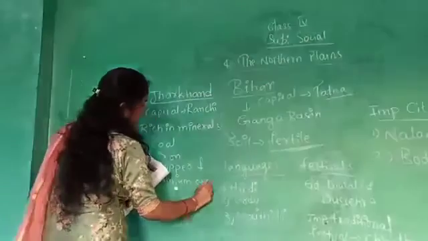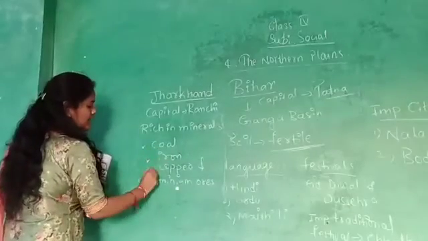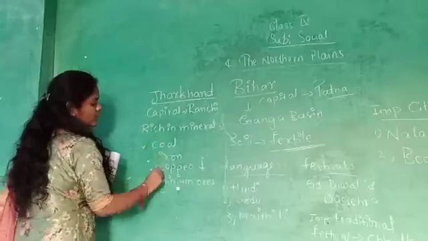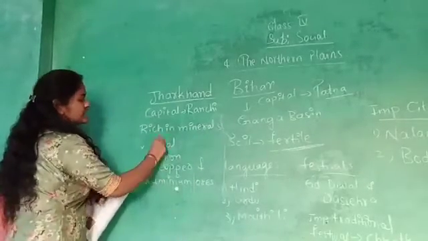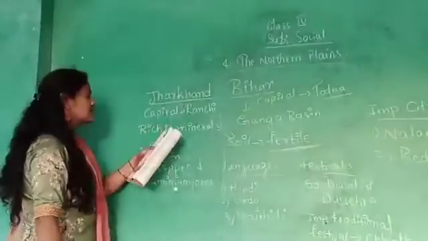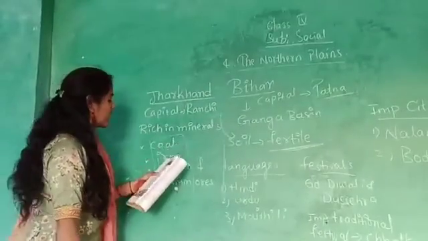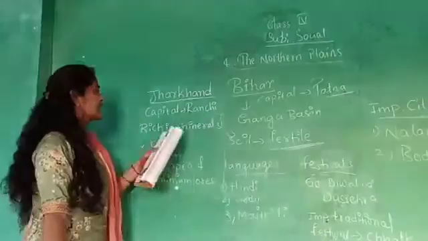Here, what are the ores there? Rich in minerals: coal, iron, copper and aluminium ores. What is meant by ore? When we dig the land, we can find this type of minerals. What are the minerals this Jharkhand land is rich in? Coal, iron, copper and aluminium ores are there in the state Jharkhand.